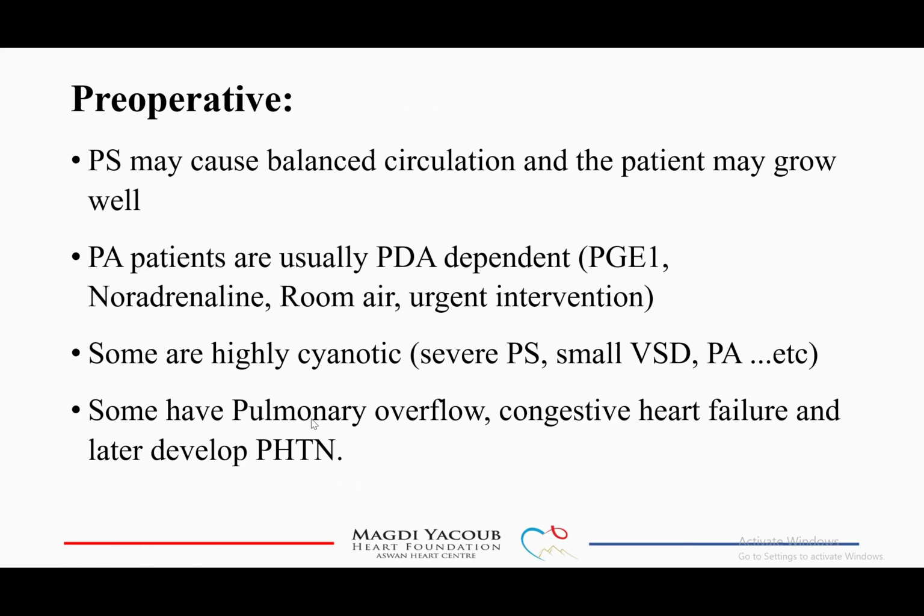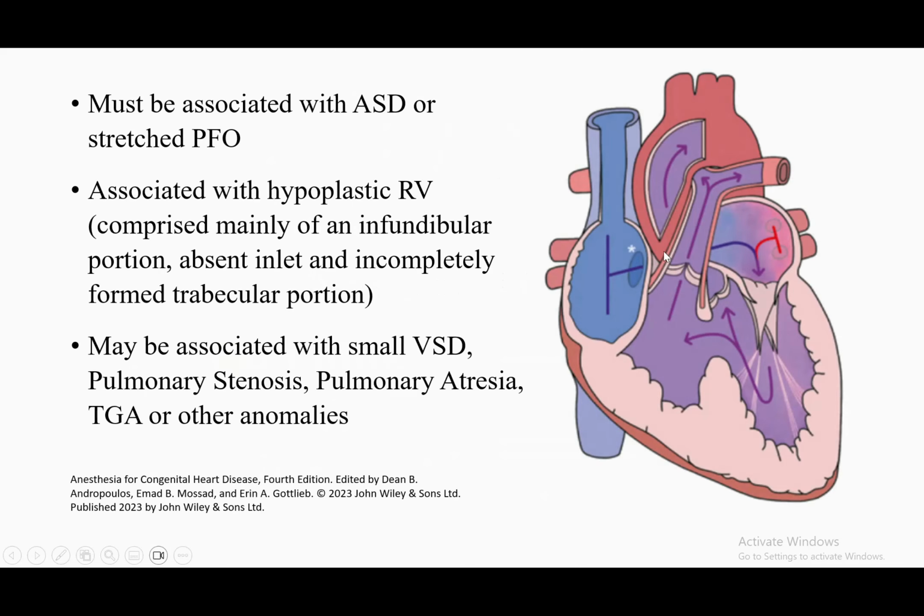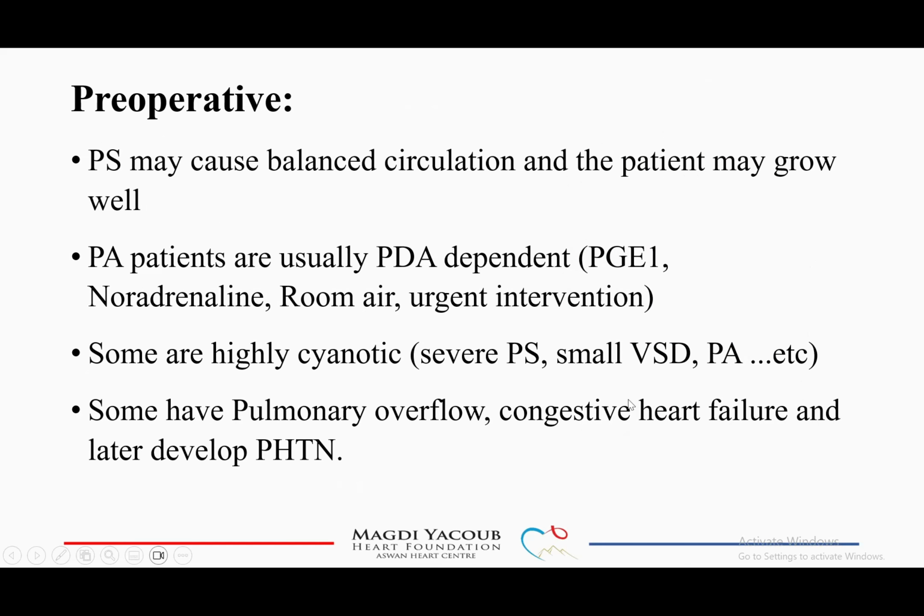Preoperatively, pulmonary stenosis may cause balanced circulation and the patient may grow well. If there is a pulmonary atresia, these patients will be PDA dependent. So if there is an atresia, there must be a PDA here, and the blood flows to the lungs through the PDA. So these patients will need prostaglandin E1, noradrenaline, room air, and urgent intervention. Some are highly cyanotic: severe pulmonary stenosis, small VSD, or pulmonary atresia.